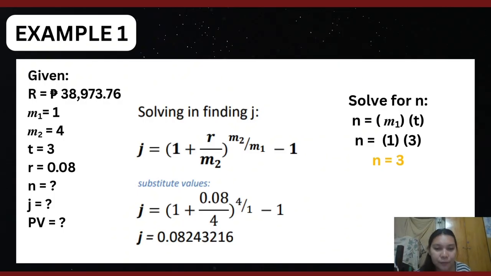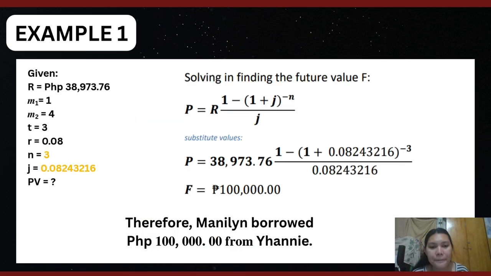Now for the number of years, we need to use the formula n is equal to m sub 1 times t. So 1 times 3 is equal to 3. Now, since all of the givens are complete, we need to substitute all the values into the present value formula, in which P is equal to R times the quantity of 1 minus the quantity of 1 plus j raised to negative n, over j. So we need to substitute the values.